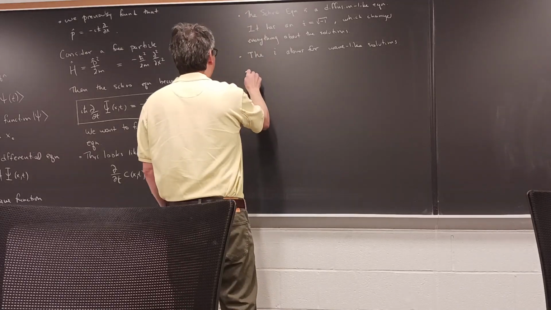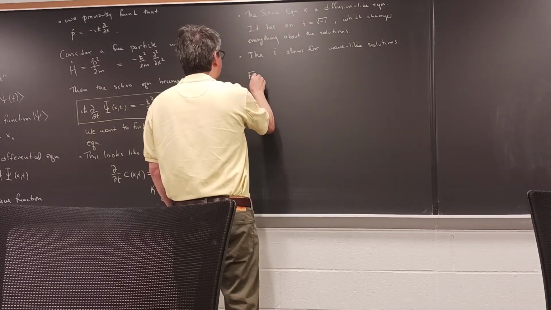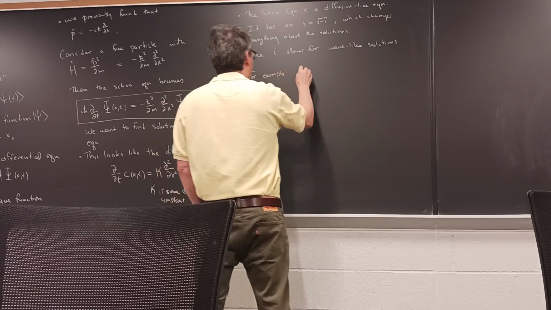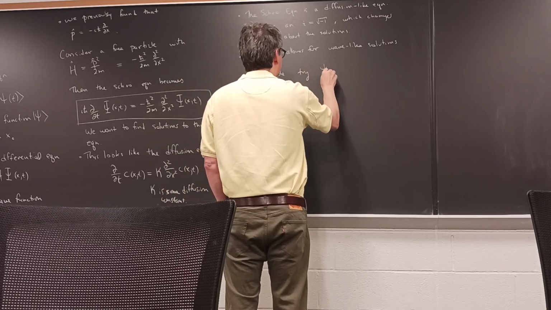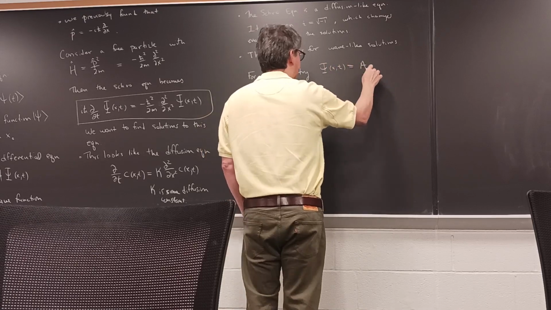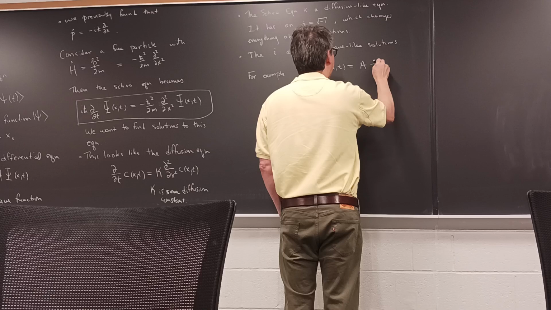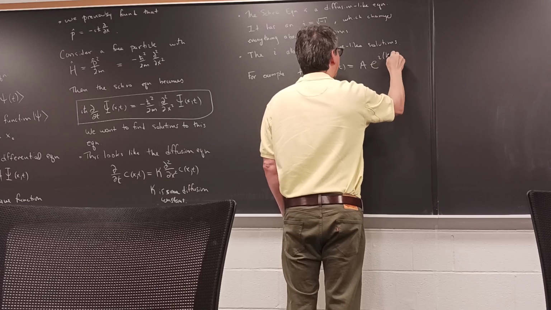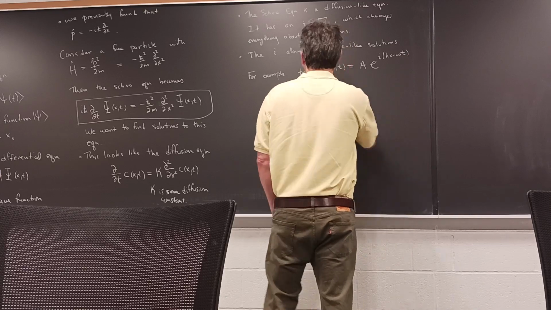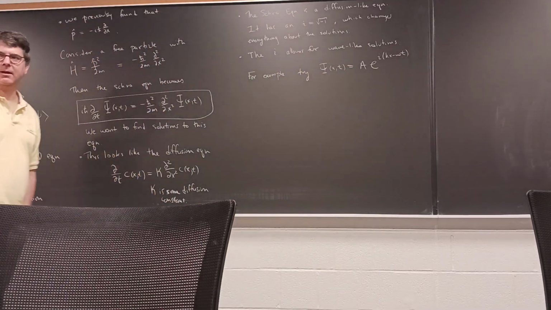So we can try, for example, let's put in a solution. Let's just take some amplitude A and then e to the i, and we'll put in our wave-like solution. So this is a traveling wave solution that has t and x.